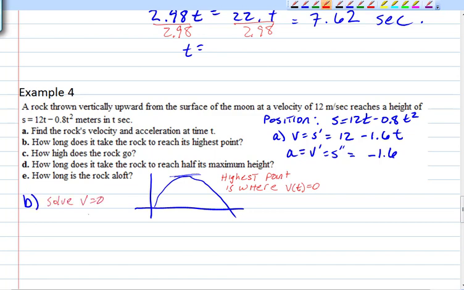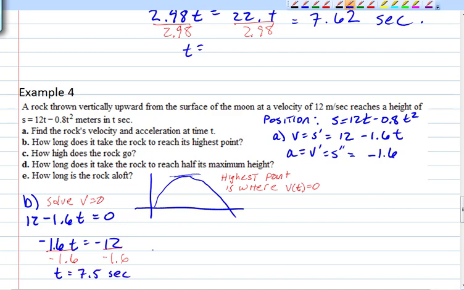So our velocity function is 12 minus 1.6t. We set that equal to 0. Subtract 12 from both sides. Negative 1.6t equals negative 12. Divide both sides by negative 1.6 and we get t is equal to what? So t is 7.5 seconds.